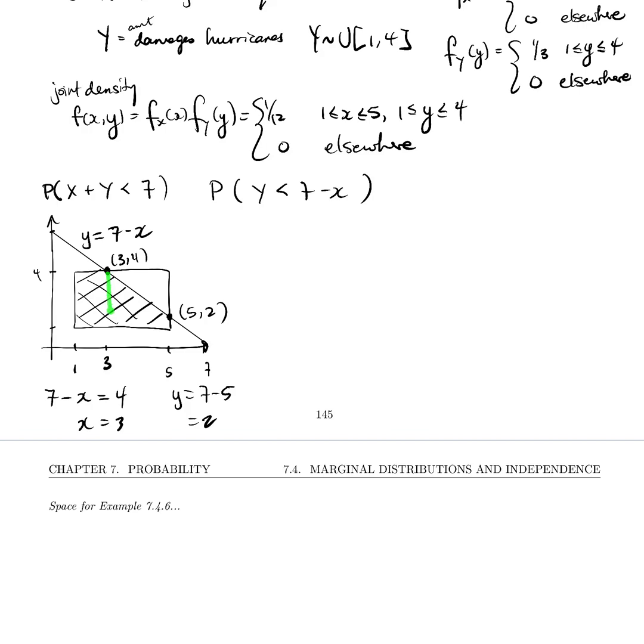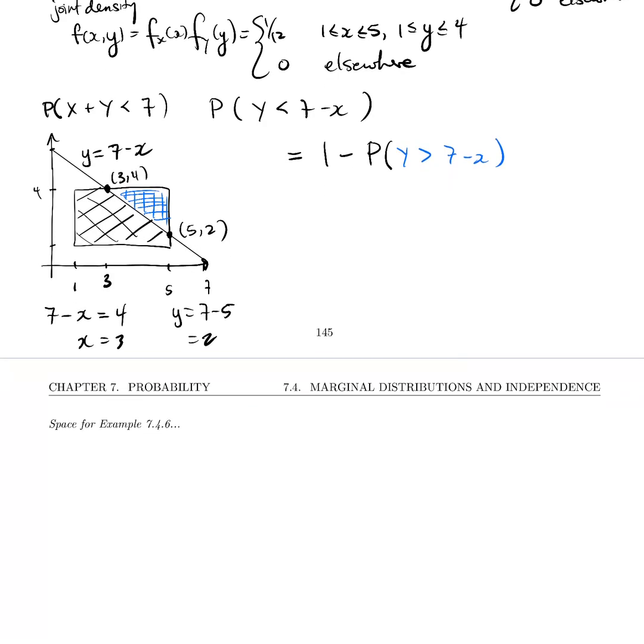We could split this up into two regions by cutting there, or it's actually much easier to evaluate this as a complement. So 1 minus the probability that y is greater than 7 minus x, which means this region. And that is a much simpler region. We only need one integral to evaluate over there. And so if we write this here, what is x going to go from?